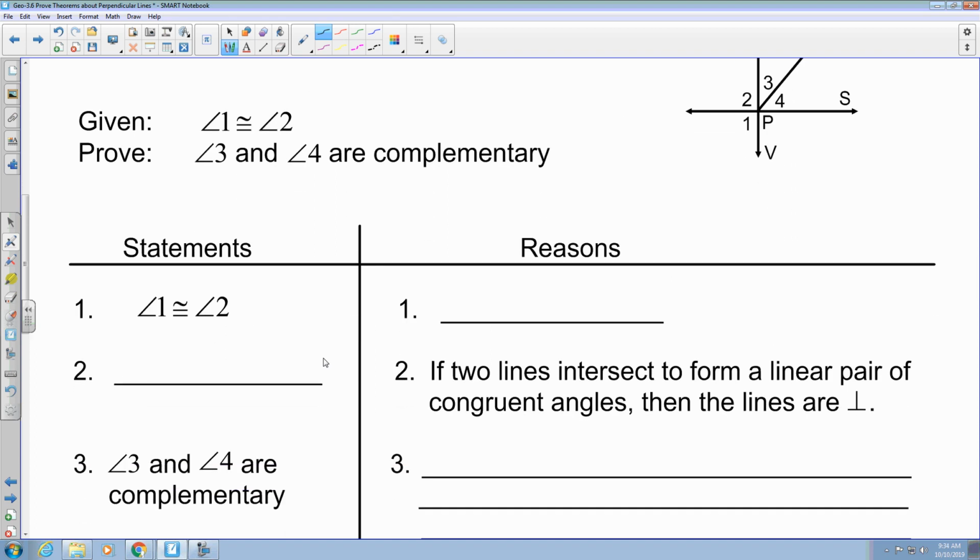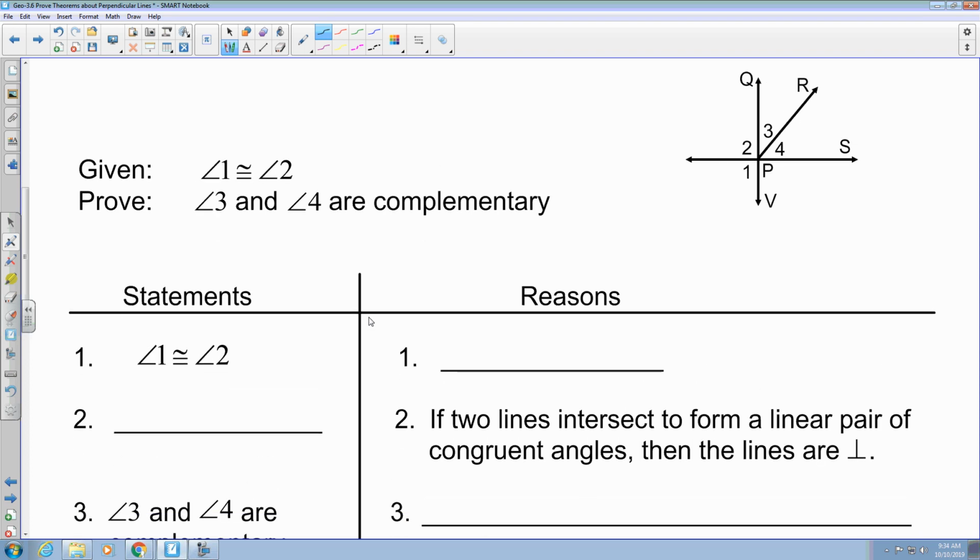So, using some of these theorems that we use today, and maybe ones we've used in previous lessons, hopefully this is going to help us prove something for the diagram to the right. It says here that angle 1 is congruent to angle 2. What they want us to prove is that angle 3 and angle 4 are complementary, which means their sum is 90. So we go here: angle 1 is congruent to angle 2. That is our given statement.